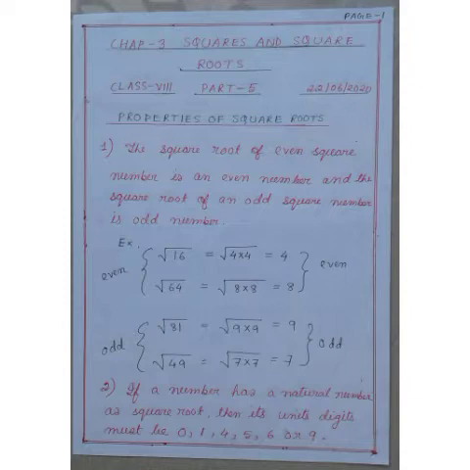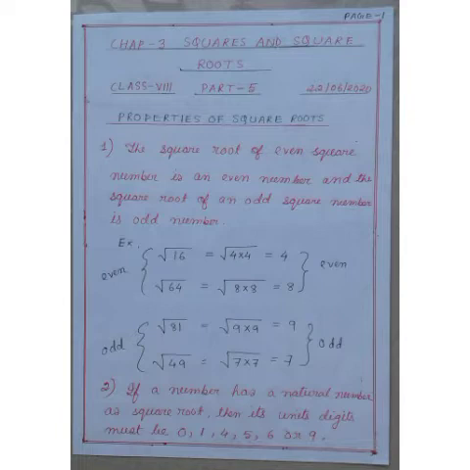16 is an even number. Its square root value is 4, which is also an even number. 64 is an even number and its square root is 8, and 8 is also an even number. In the same way, 81 and 9 are odd numbers. 9 is the square root of 81. The square root of 49 is 7. 49 and 7 both are odd numbers.